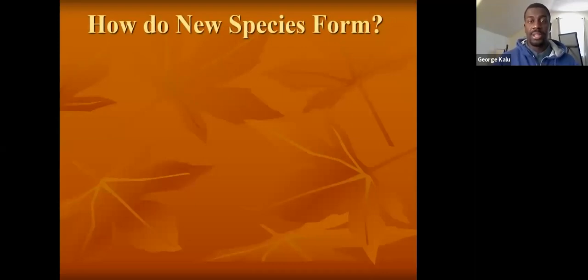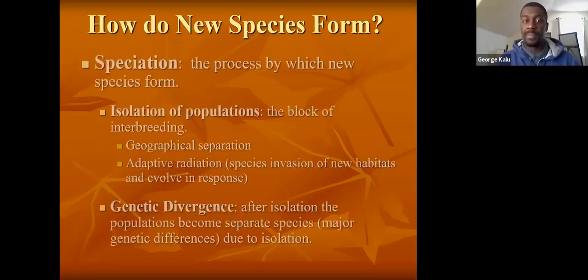So those are all of the different mechanisms that can lead to evolution. Now that we've looked at the different mechanisms, we can see how species are going to form. How are we going to produce new species? Well, the process of producing new species is called speciation. That's the process of forming new species.